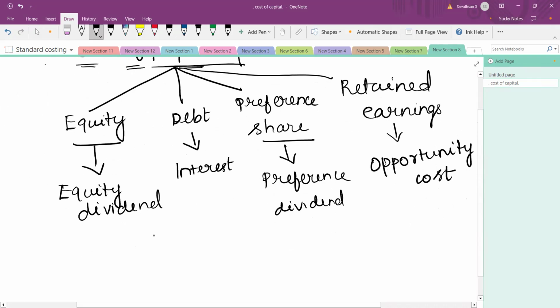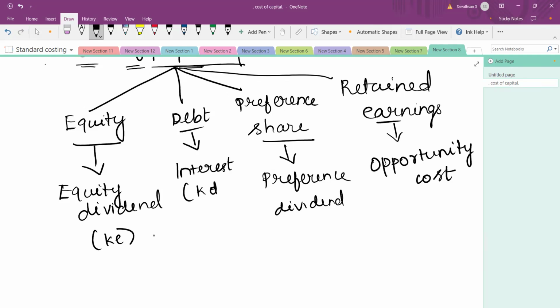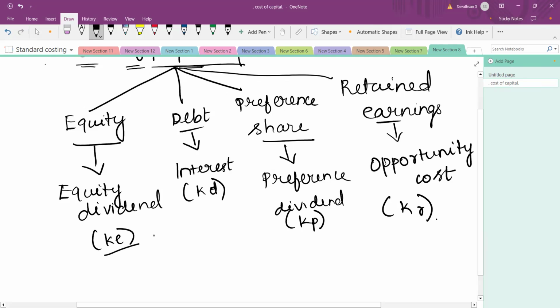So here we can see that there are different sources of capital, and for each source of capital, there is a cost associated with it, right? The cost associated with equity is known as cost of equity, the cost associated with debt, which is interest, is known as cost of debt, the cost associated with preference shares is known as cost of preference shares, and the cost associated with retained earnings is known as cost of retained earnings. So cost of equity is represented by the symbol KE, cost of debt is represented by KD, cost of preference share is represented by KP, and cost of retained earnings is represented by KR.